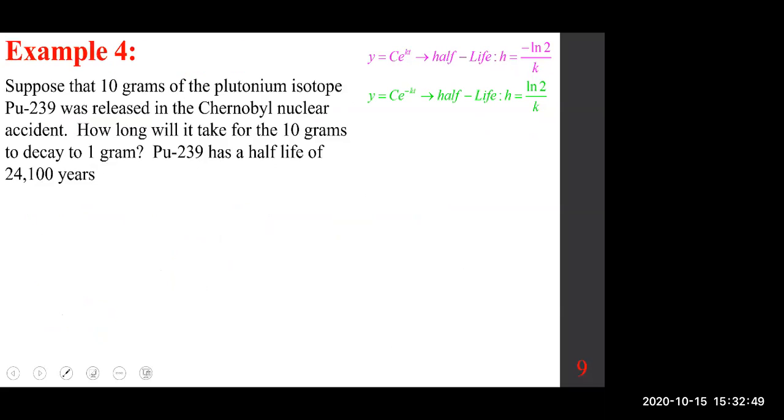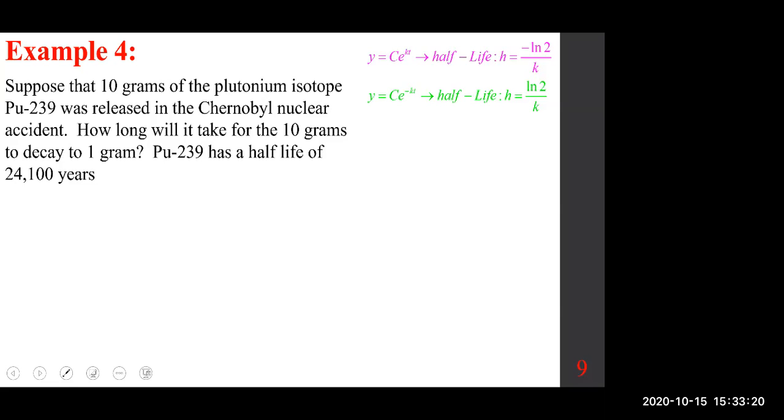All right, we're going to look at this one. Anybody feels like reading this question for us, please? Next question. Can somebody read this one for us, please? Suppose that 10 grams of the plutonium isotope Pu-239 was released in the Chernobyl nuclear accident. How long will it take for the 10 grams to decay to 1 gram? Pu-239 has a half-life of 24,100 years. Thank you so much, Ethan.